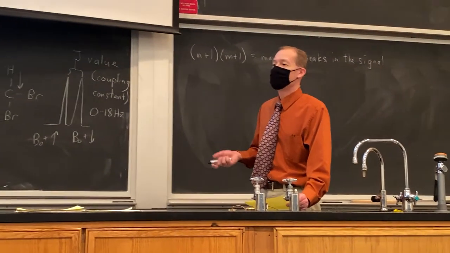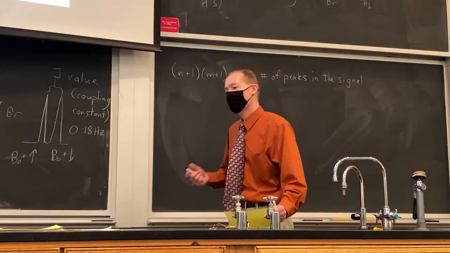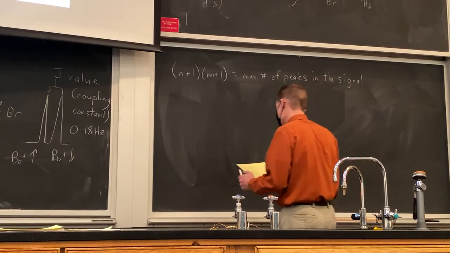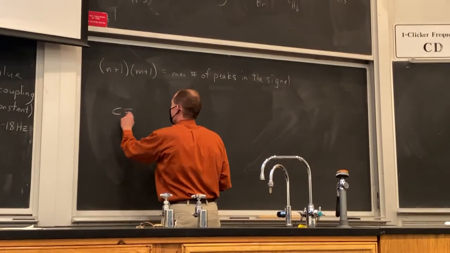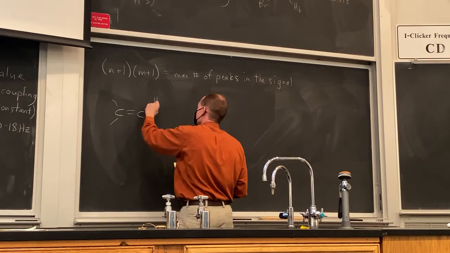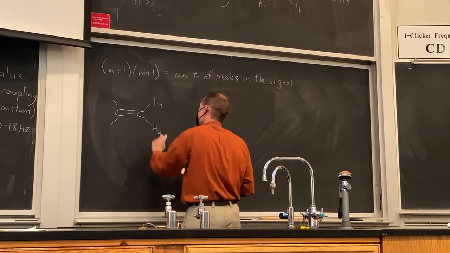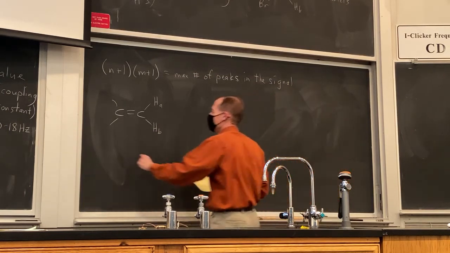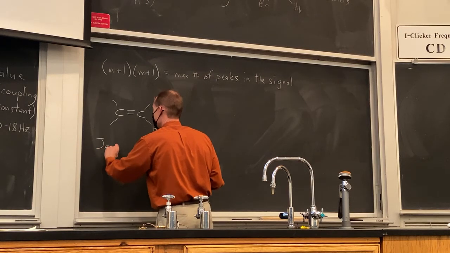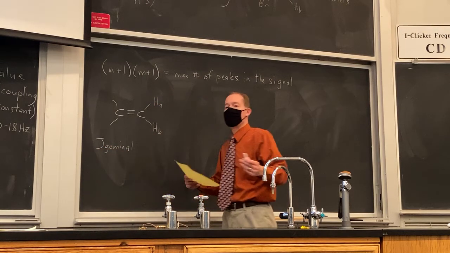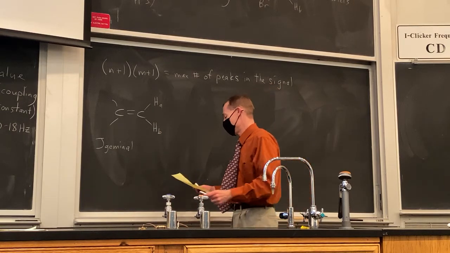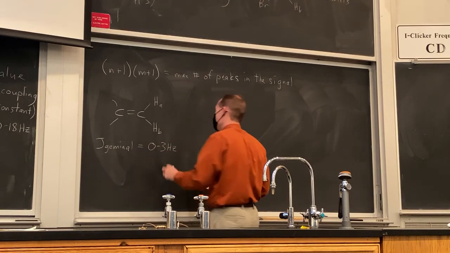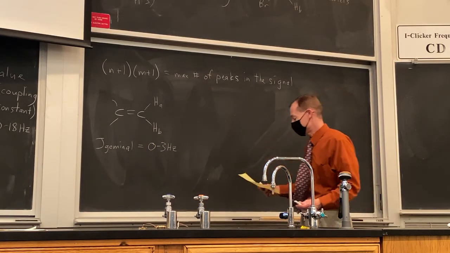Different hydrogens in alkenes will have very characteristic J values, and we can use those J values to identify their signals in the proton NMR. So if we have hydrogens in an alkene on the same carbon that are not equivalent to each other, those hydrogens are geminal. So we'll refer to this as J geminal, or the coupling constant for geminal hydrogens. And that's going to be very small, in the range of 0 to 3 hertz. Okay?